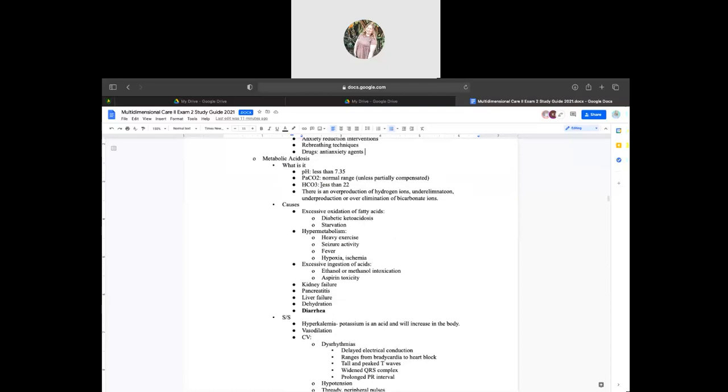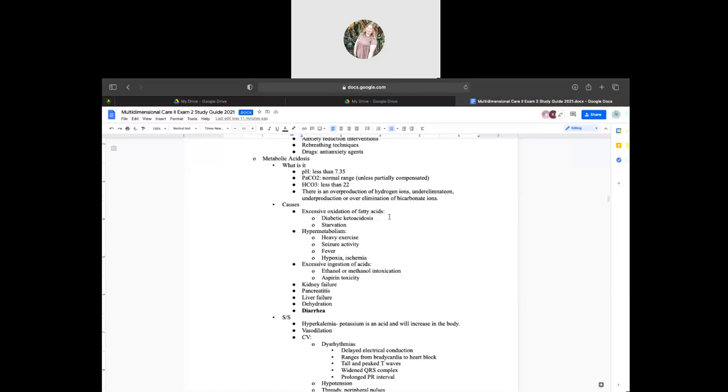Now we move into metabolic acidosis. So, what is it? You're going to have a pH less than 7.35. Your CO2 may be in a normal range unless there's compensation going on, and your bicarb is going to be less than 22. So there's an overproduction of hydrogen ions, under-elimination of hydrogen ions, or underproduction or over-elimination of bicarb.